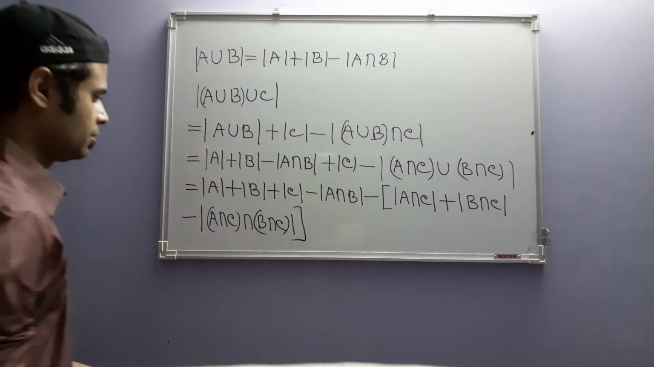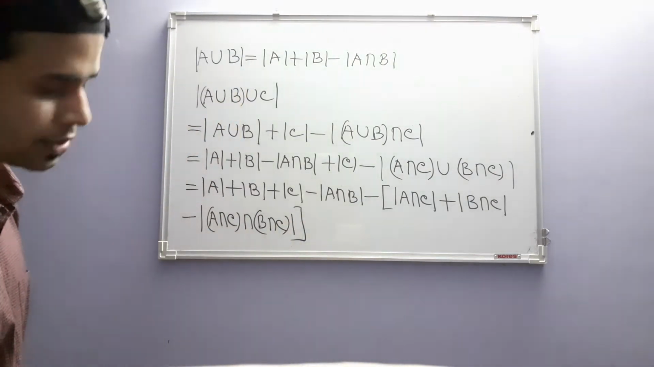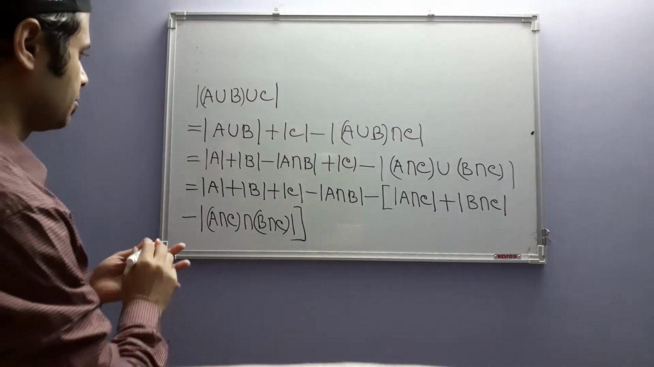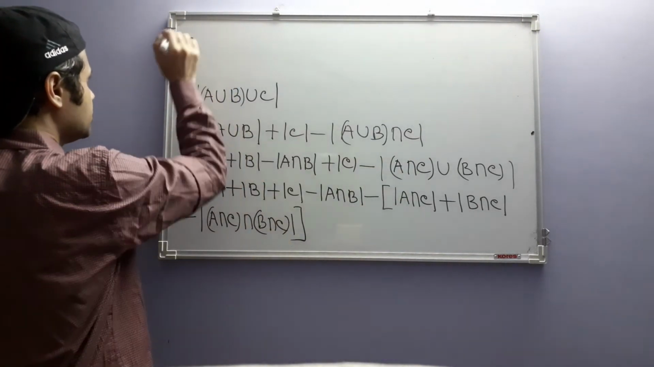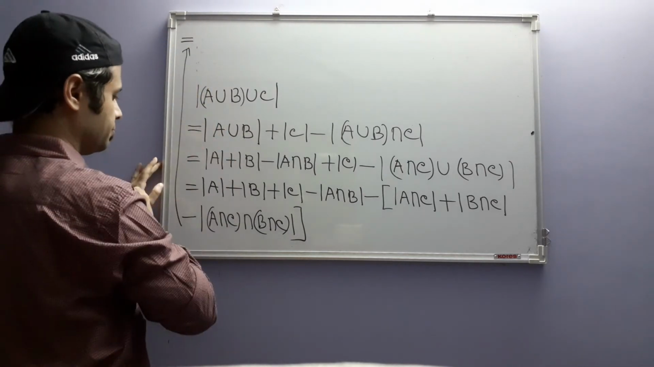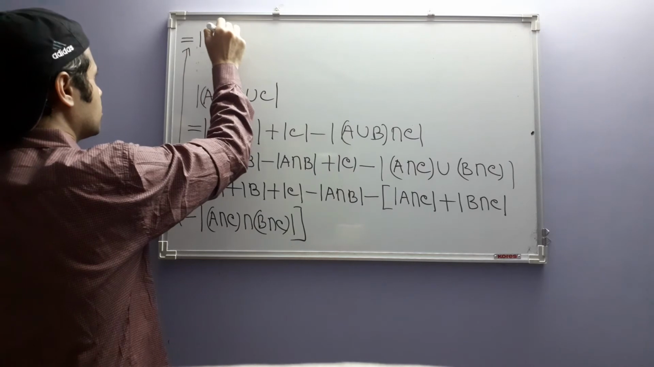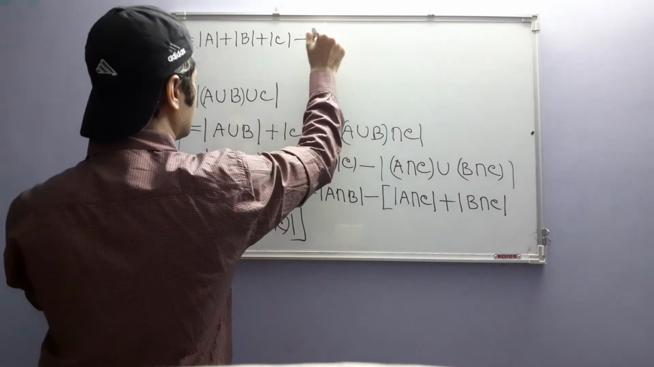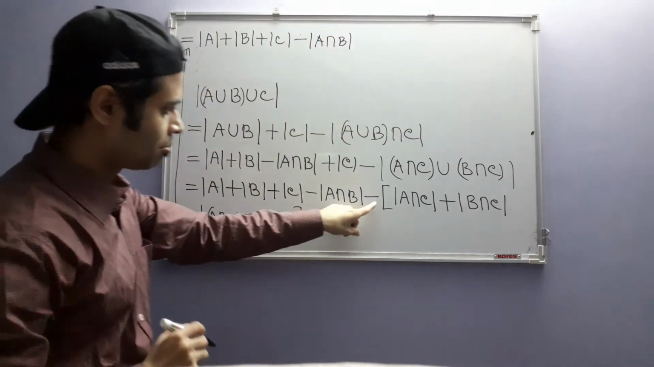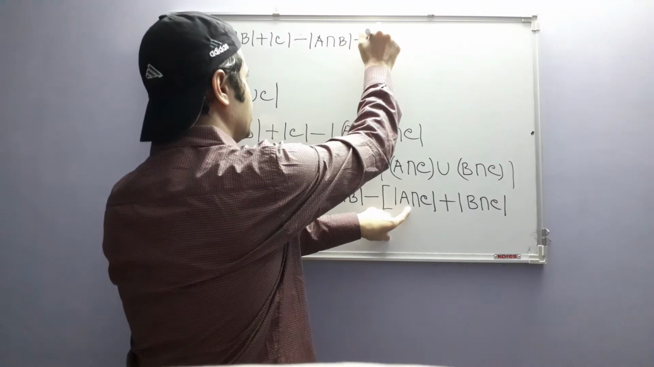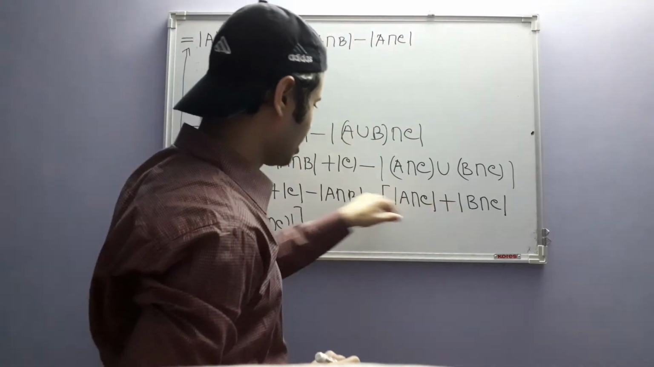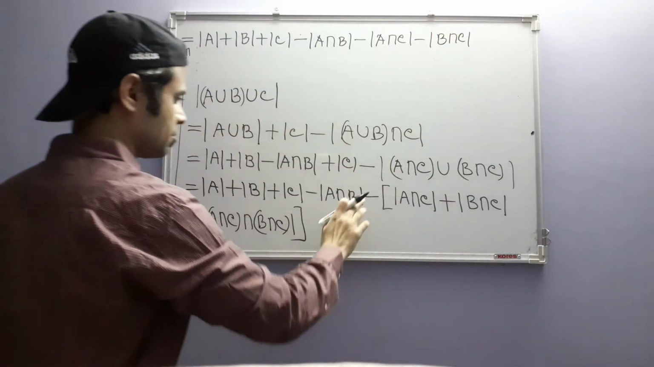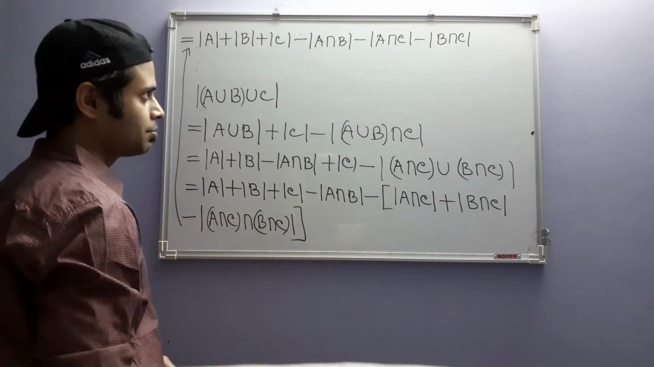Okay, and this is equal to, I won't have space, so let me continue from here. This is equal to minus cardinality of A intersection C minus cardinality of B intersection C. Multiply these two minuses, you get plus.